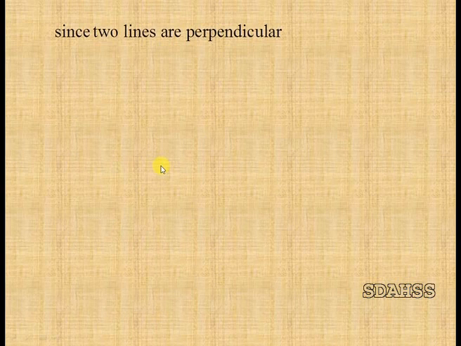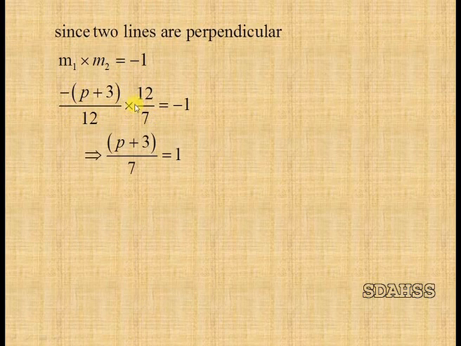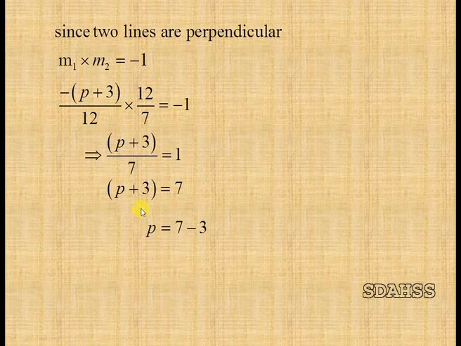Since the two lines are perpendicular, M1 into M2 is equal to minus 1. Here M1 is minus p plus 3 by 12 into M2 is 12 by 7 is equal to minus 1. 12 cancels. Similarly minus cancels. Remaining you have p plus 3 divided by 7 is equal to 1. Cross multiply. So p plus 3 is equal to 7. Then p is equal to 7 minus 3. 7 minus 3 means 4. So p is equal to 4. So the value of p is 4.